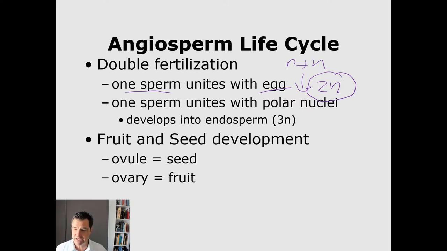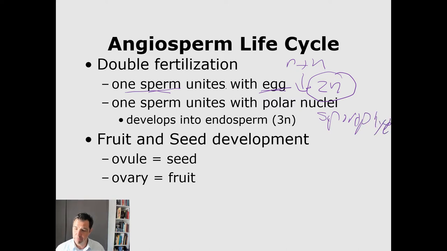And in animals, that's going to be called the zygote, and then that's going to continue on to develop into our animal. In the plant, we have sort of the same thing because we have one sperm that fertilizes that egg, and that's going to make our new sporophyte.